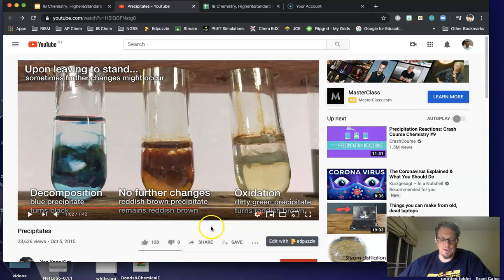The iron 2 hydroxide precipitate, when allowed to stand, oxidizes or loses an electron to form the iron 3 hydroxide, which is more stable under these conditions. So hence we see the color change from the dirty olive green precipitate to eventually this red-brown, dark red-brown color showing, which is our iron 3 hydroxide.